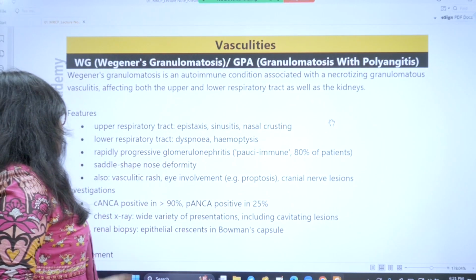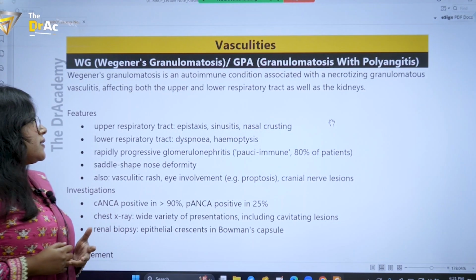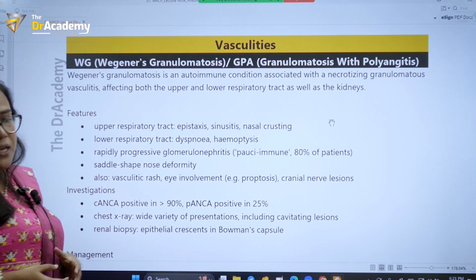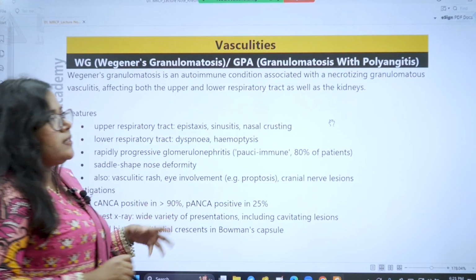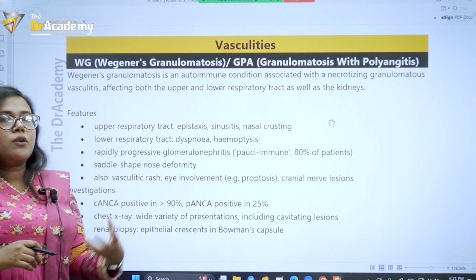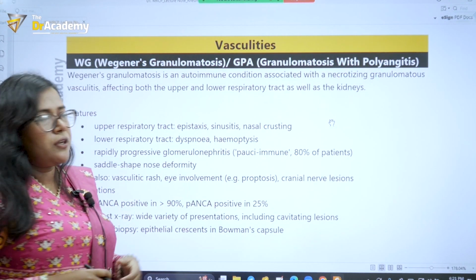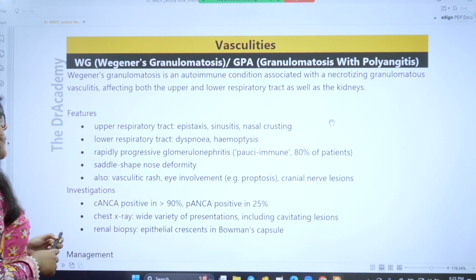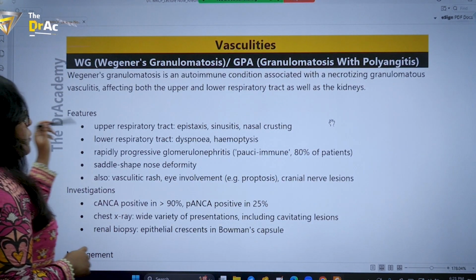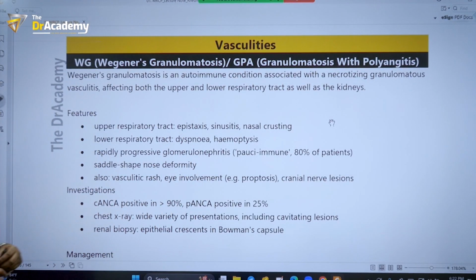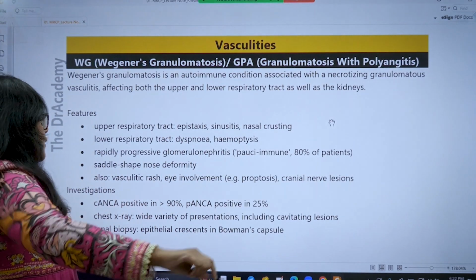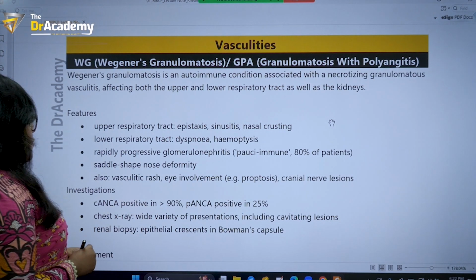Lower respiratory tract involvement can lead to recurrent pneumonia, dyspnea, chest infection, or hemoptysis due to alveolar pulmonary hemorrhage basically. From the vasculitis, the vessels will be ruptured and the blood will come out within the lung parenchyma and then will be coughed out subsequently. Rapidly progressive glomerulonephritis or RPGN. So this is one of the important causes of glomerulonephritis. It is pauci-immune and it can affect 80% of the patients.